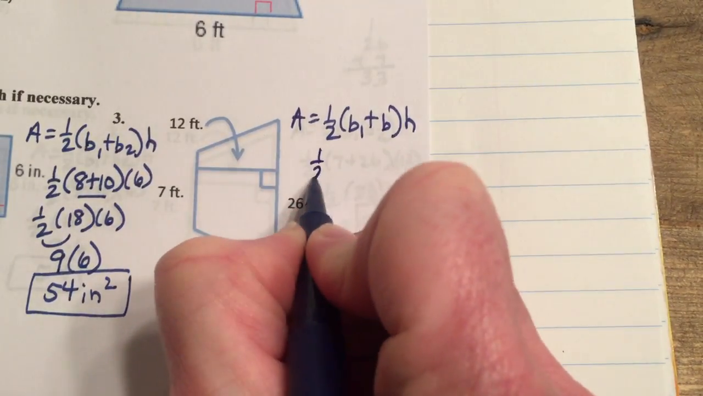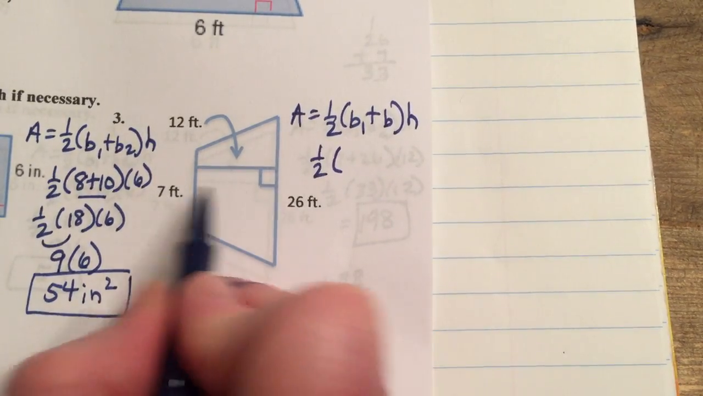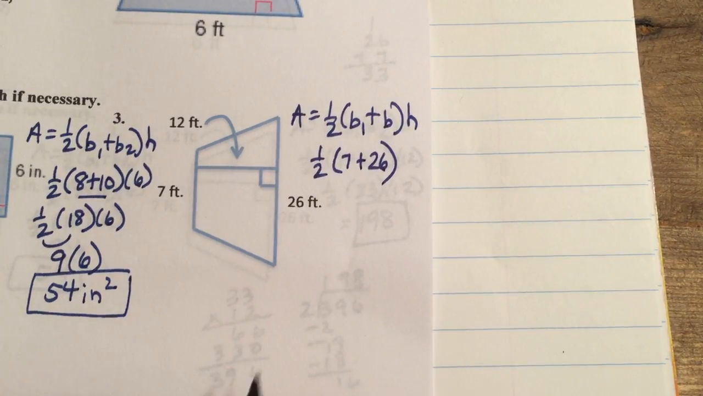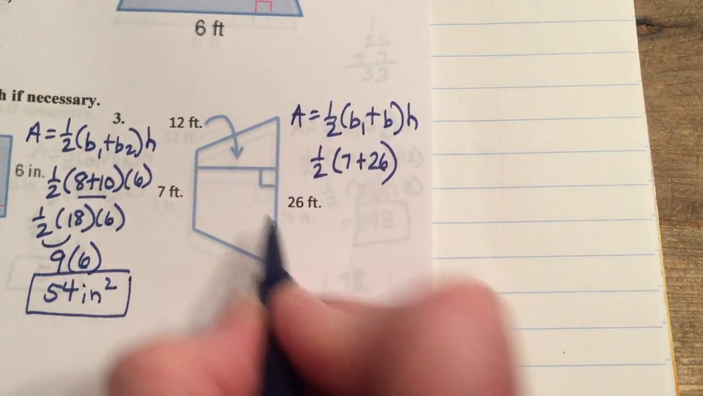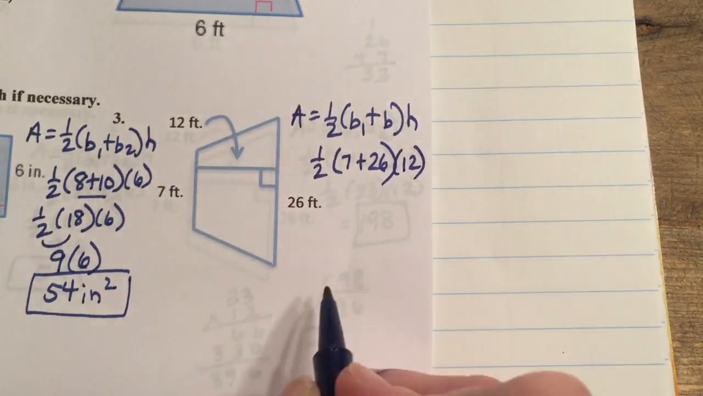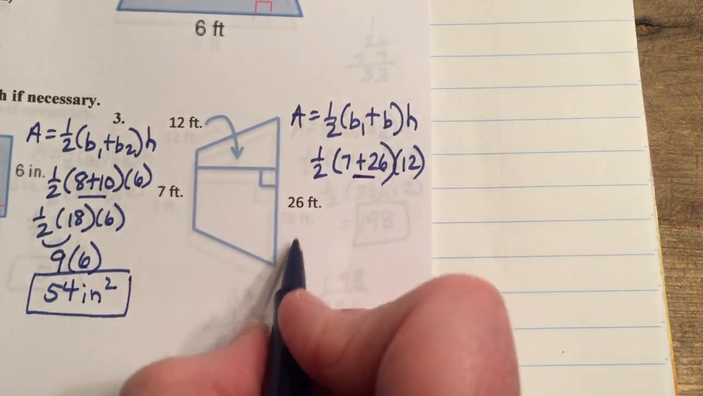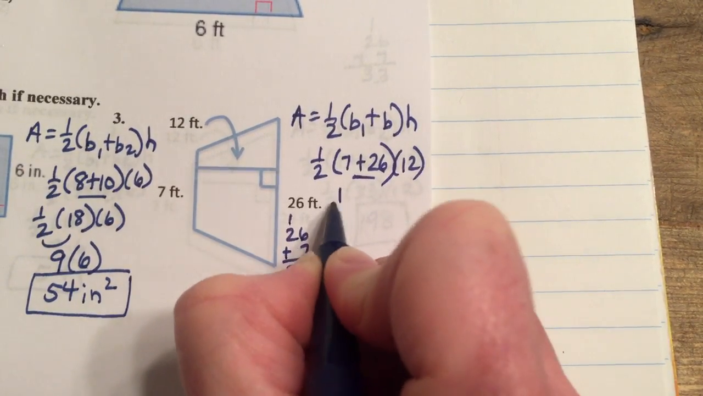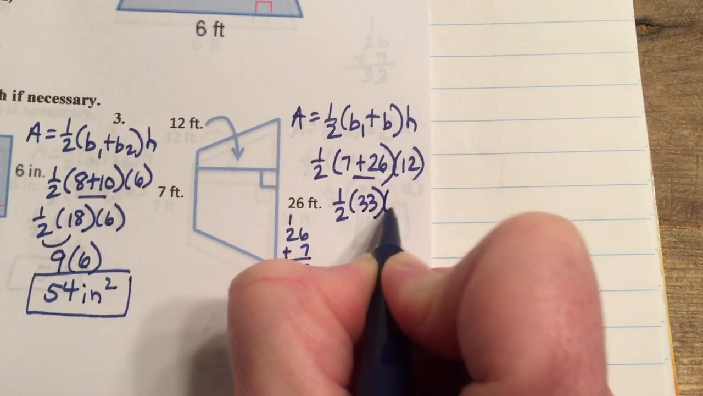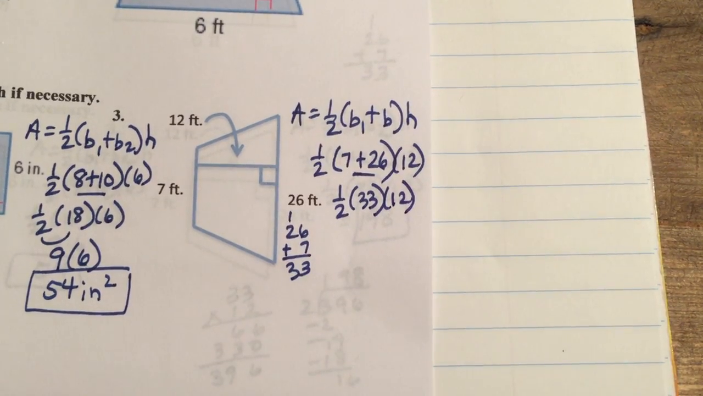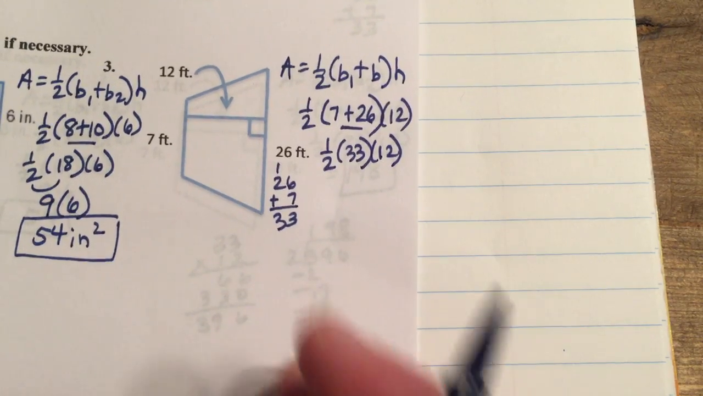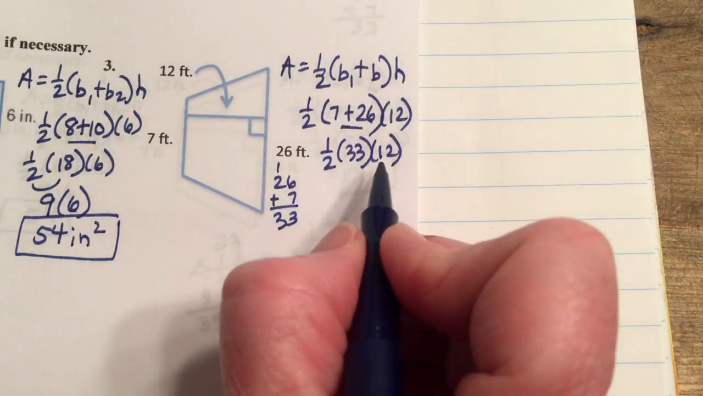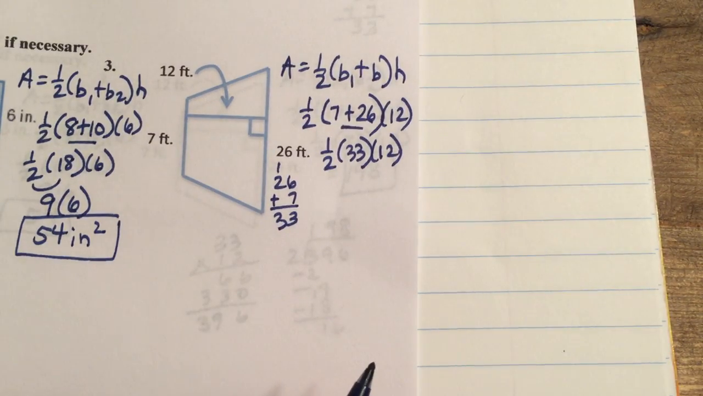All right, so when I plug in the bases, these are parallel, so those are my bases. 7 plus 26, the height is making a right angle right here, so that would be 12. And I need to start by adding 7 plus 26 is 33, so now I have 1/2 of 33 times 12. So here's an example again. I could multiply 33 times 12. That's fine. And then divide by 2. And you can do it that way.